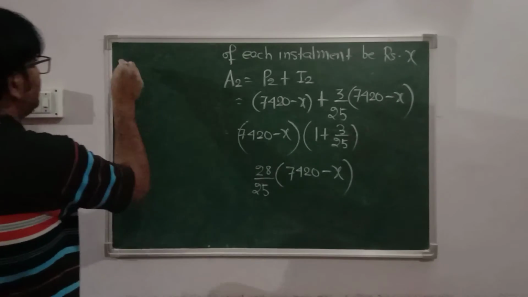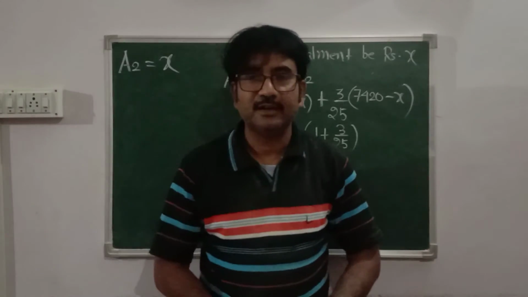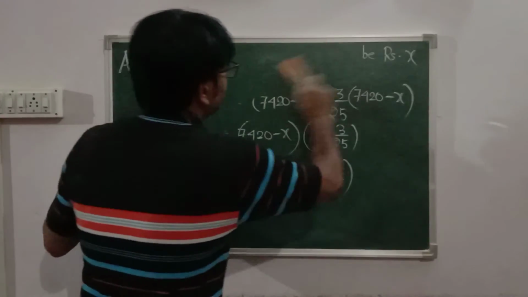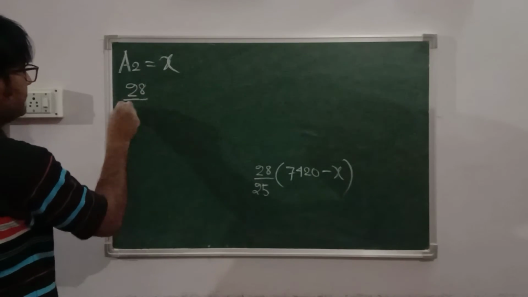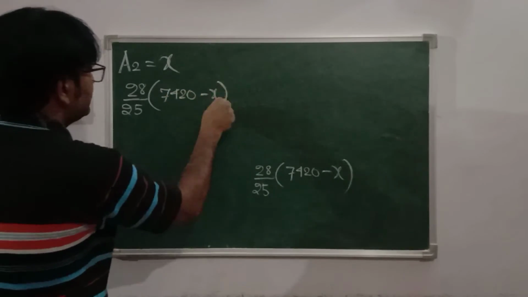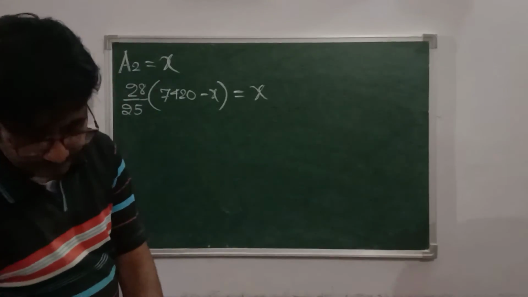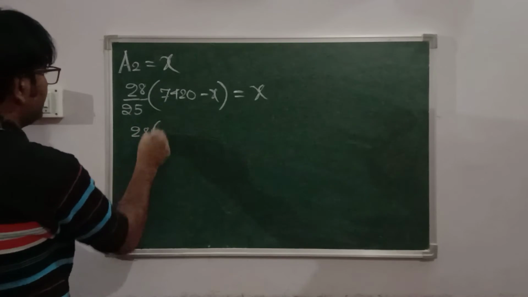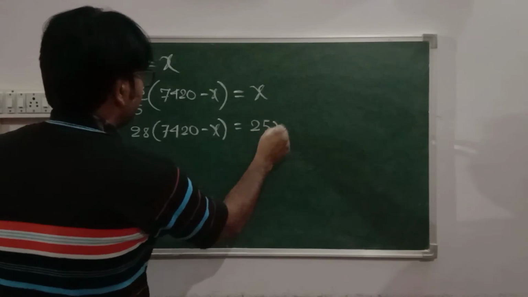So what is A2? Finally A2 is equal to x, because A2 is the amount at the end of the second year which is the last installment to be paid, and that is equal to x. So let us equate. So we have 28 by 25 into 7420 minus x is equal to x. So 28 into 7420 minus x equals 25x.